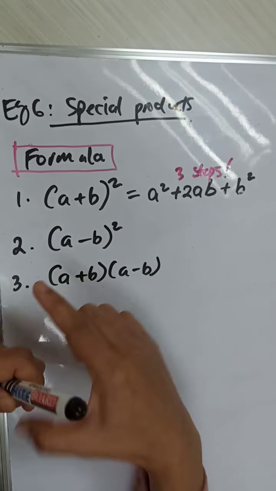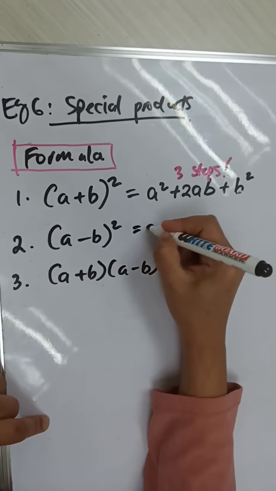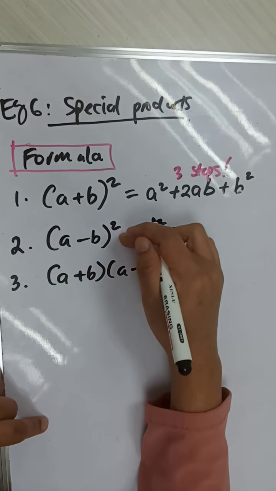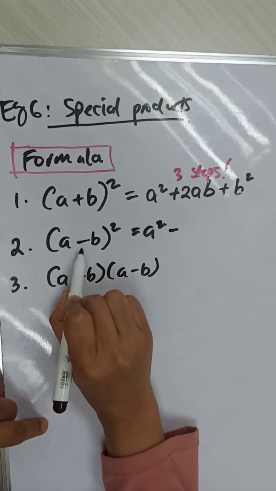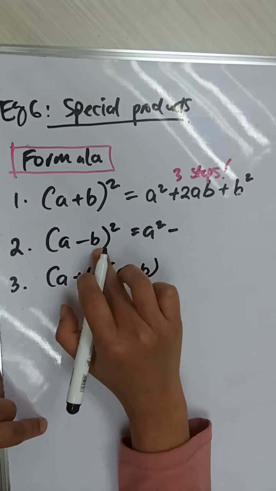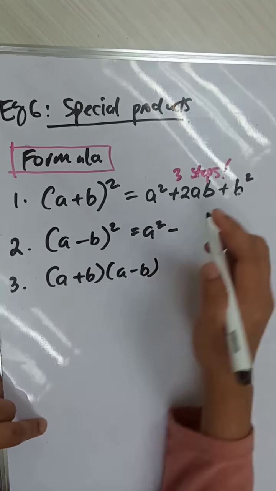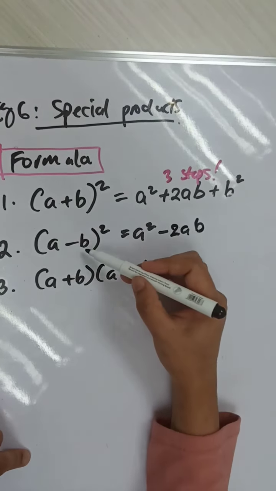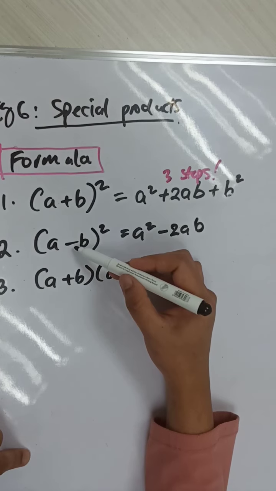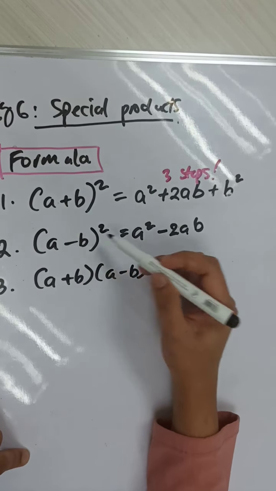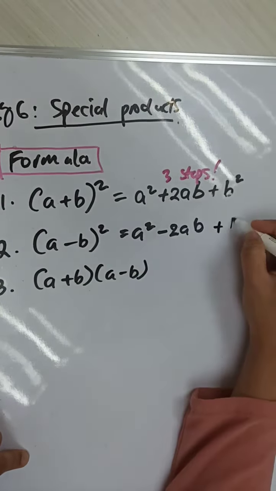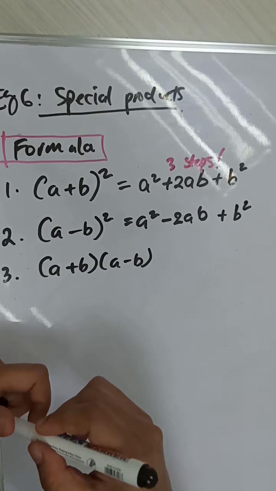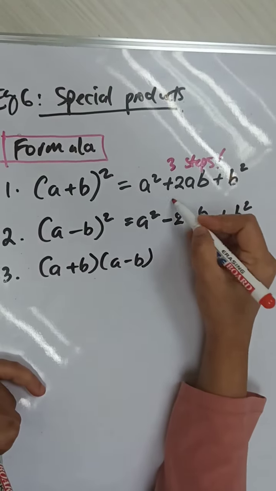Same goes to negative. The first one we have to square a, and then the second step we have to multiply all, including the operation. So a multiply negative b, we get negative ab, and then multiply 2, we get negative 2ab. And then the third step, you have to square the negative b. So when we square negative, it become positive, and then b square. Remember this one also 3 steps.